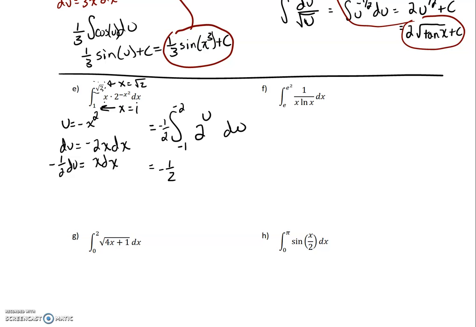This is negative 1/2 the integral of 2 to the u. This is going to be 2 to the u over the natural log of 2, I'm sorry. And we're going to integrate that at negative 1 and at negative 2.